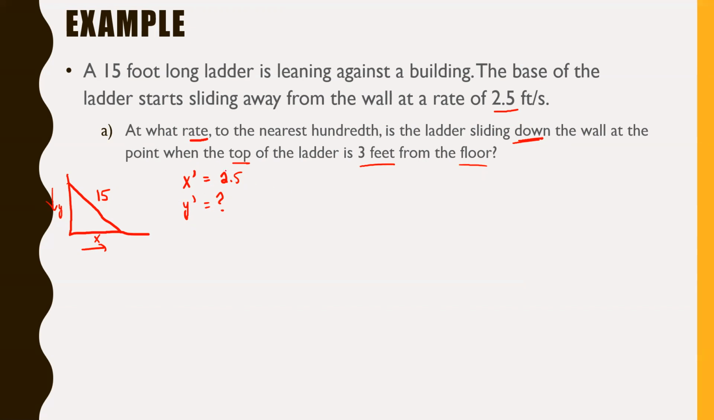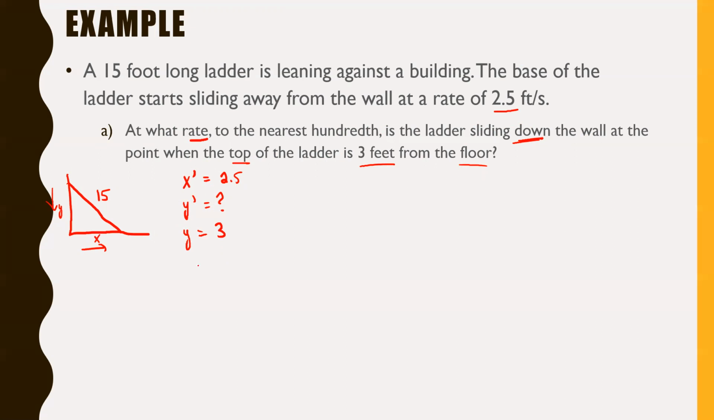Other numbers we have here, it says at the point when the top of the ladder is 3 feet from the floor. So the top of the ladder is 3 feet from the floor. That sounds like that would be our y value. So we'll say y is equal to 3 feet. And that's all we have for numbers right now.